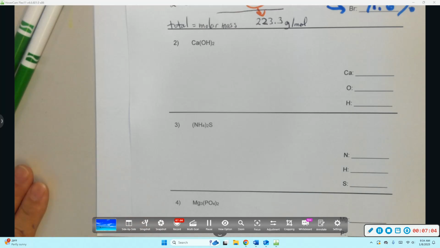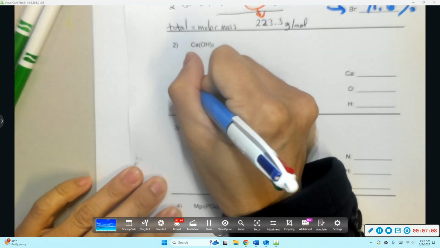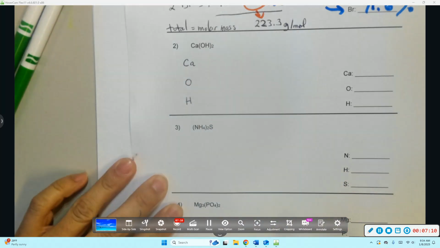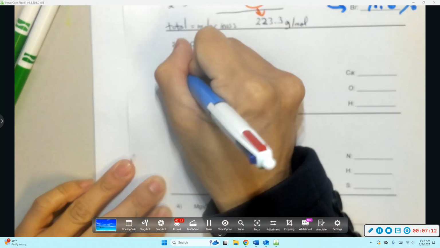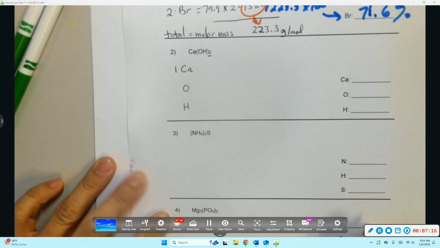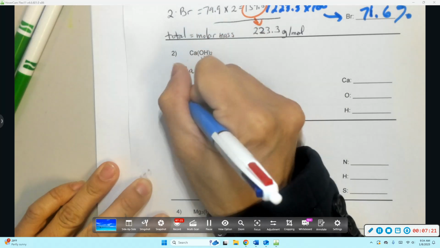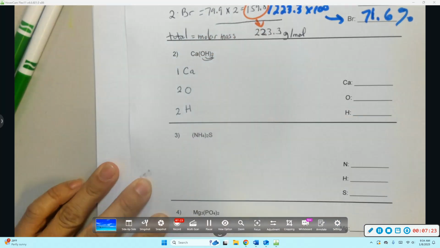Number two, first, do the same thing. List out all your elements you see. I see calcium, I see oxygen, and I see hydrogen. I have one calcium. See the 2 out here? That 2 out there as a subscript, you multiply through everything inside. 2 O's and 2 H's.